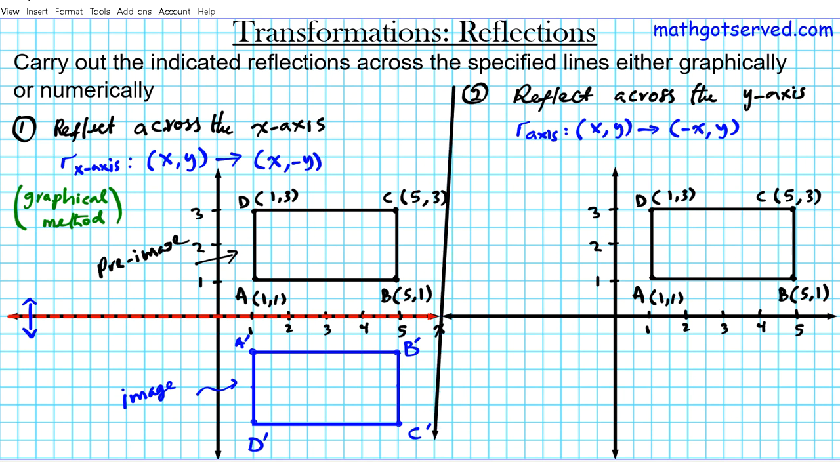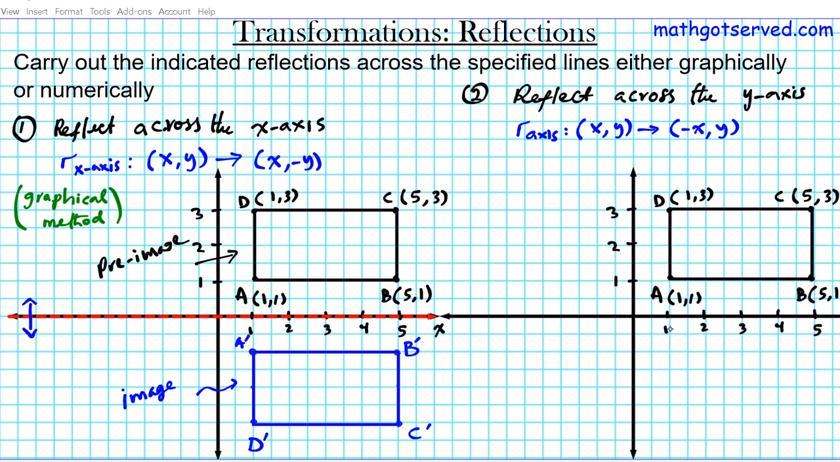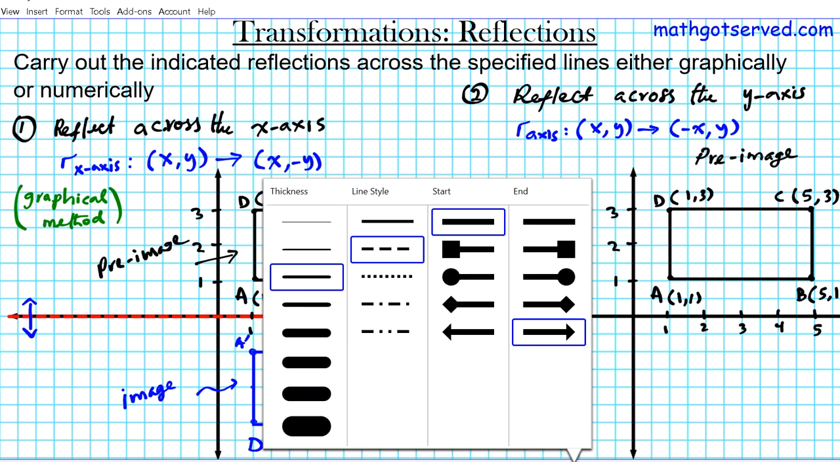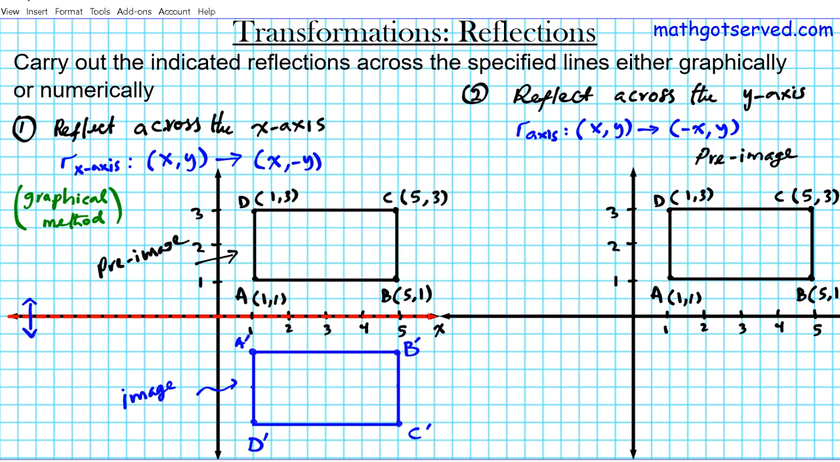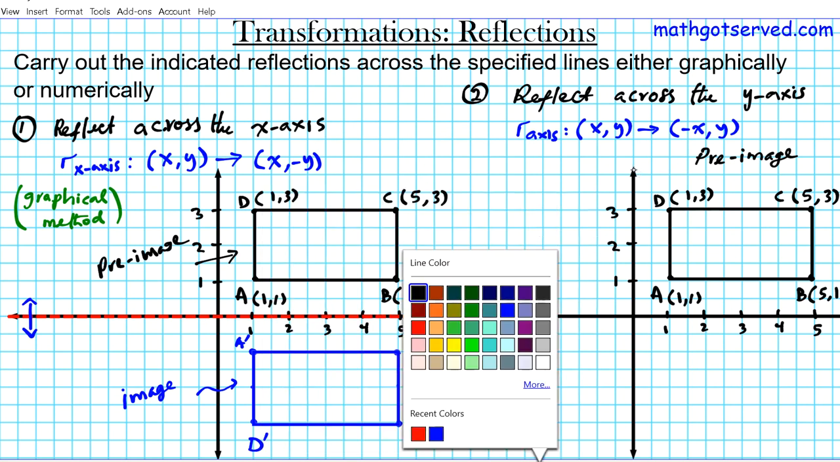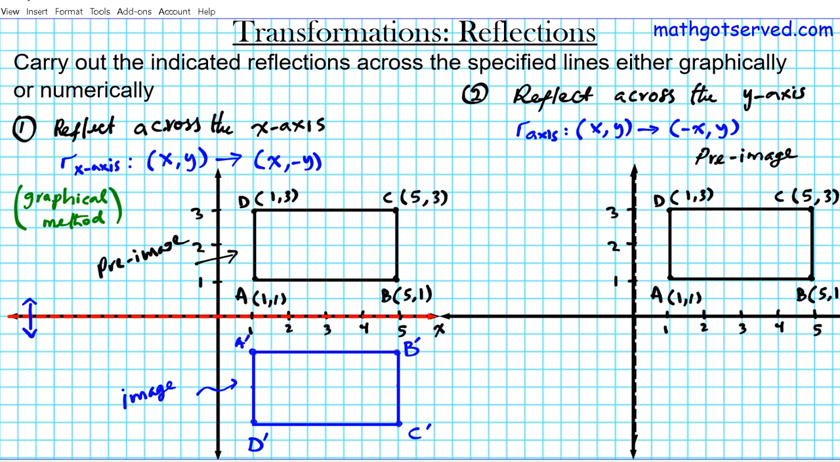So piece of cake. All right, so let's go ahead and do that. Okay, so we have our pre-image here. This is what we're going to be reflecting across the x-axis. So let's label it. This is a pre-image rectangle ABCD, and then our line of reflection. Our mirror is kind of standing against the wall this time. The other time it was on the floor. Now our mirror is the x-axis.